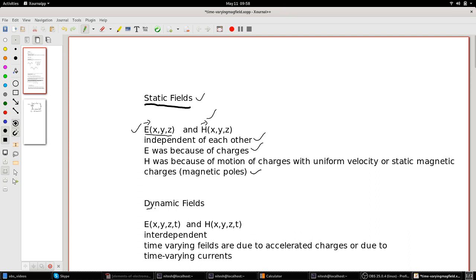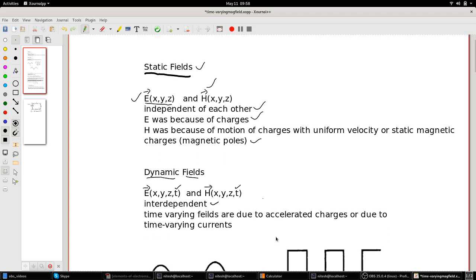So now moving towards dynamic fields, there's another independent variable which comes into the picture, which is t, time. So what it means is that the electric field and the magnetic field change with respect to time. That's why they are called dynamic or time varying electric or magnetic fields. Okay, they are interdependent on each other.